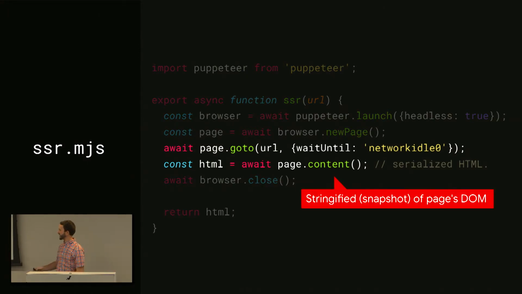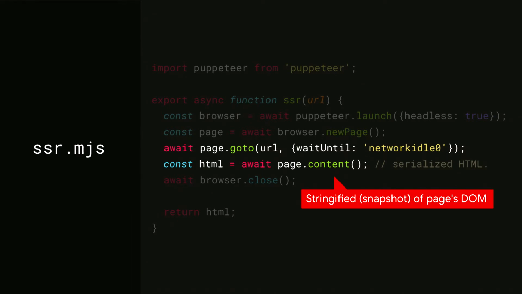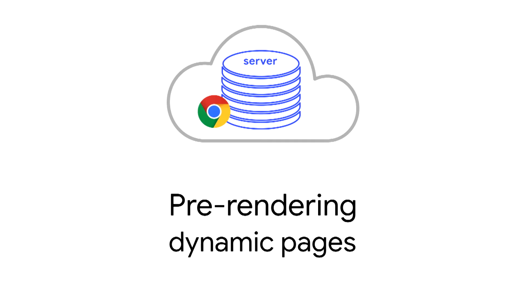And the magic is actually this one. So page.content will give you not the as-authored version of the page, but actually the stringified, live snapshot of the current DOM of the page. So it's not the view source version, but actually the version as run through Chrome. So this is what we then return. It's the new version with that markup injected into the page. So we can take that and actually put it on a web server to do server-side rendering.